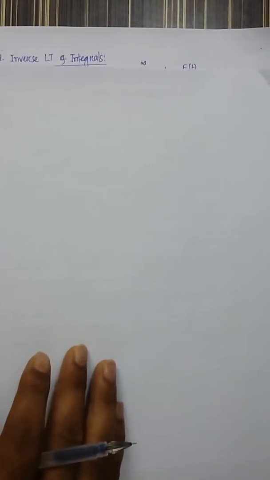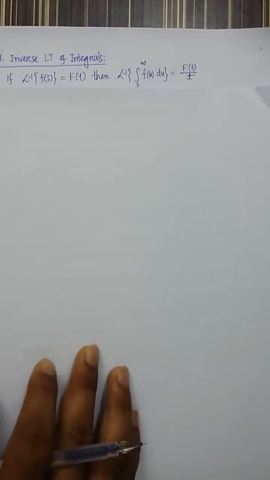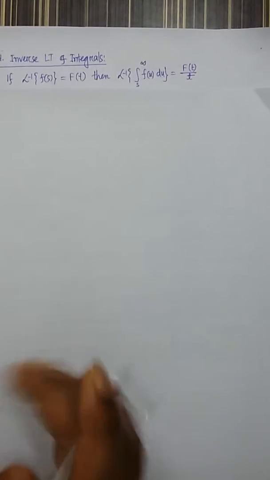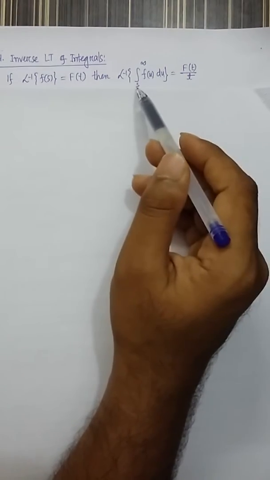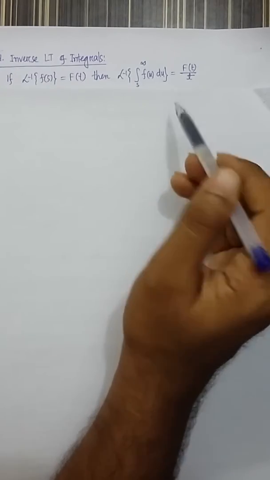Okay, in the previous lecture we just stopped after the third property. Now we will see the fourth property, that is the inverse Laplace transform of integrals. This is a very easy property. That is, if the given function is in the form L inverse of the integral from s to infinity of f of u du, our answer will be f of t by t.